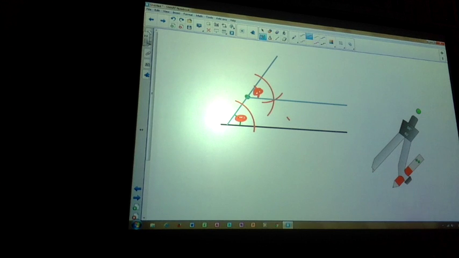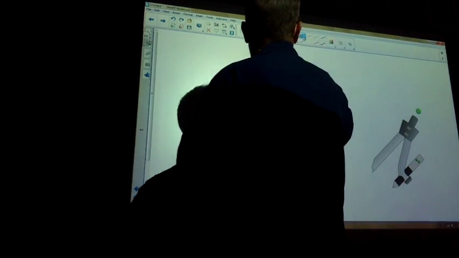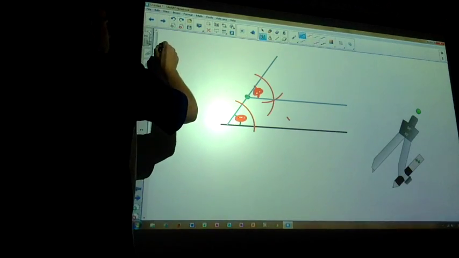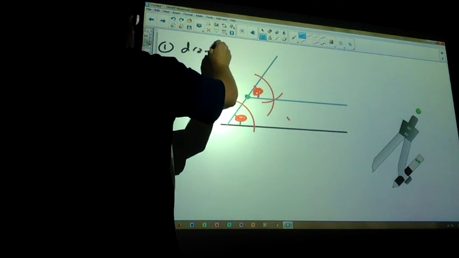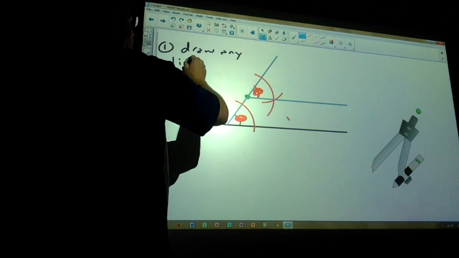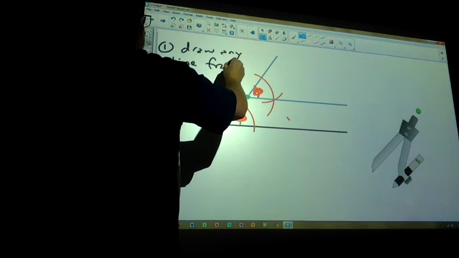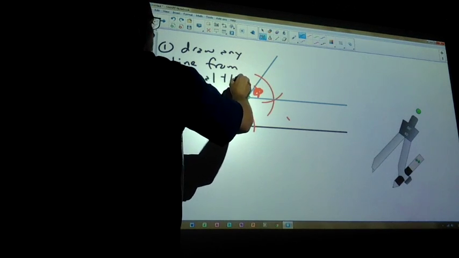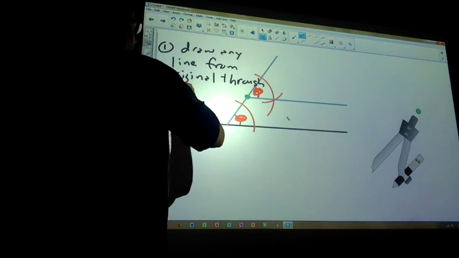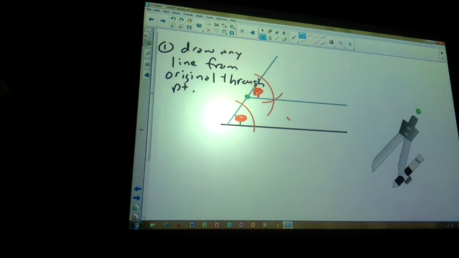That. What else do we have on there? Construct B. Can we do the steps for that one? Yeah. Cool. All right, so step 1. Draw any line from the original line through the point. That makes sense so far?